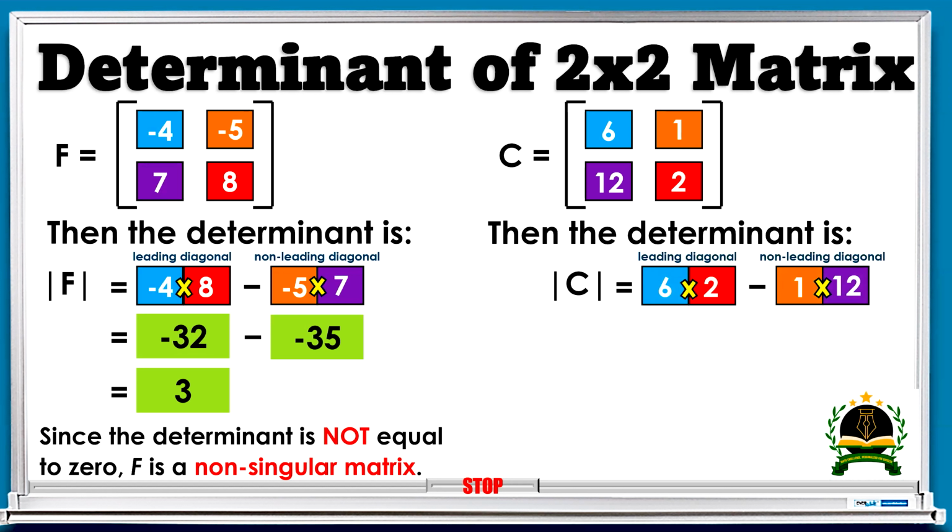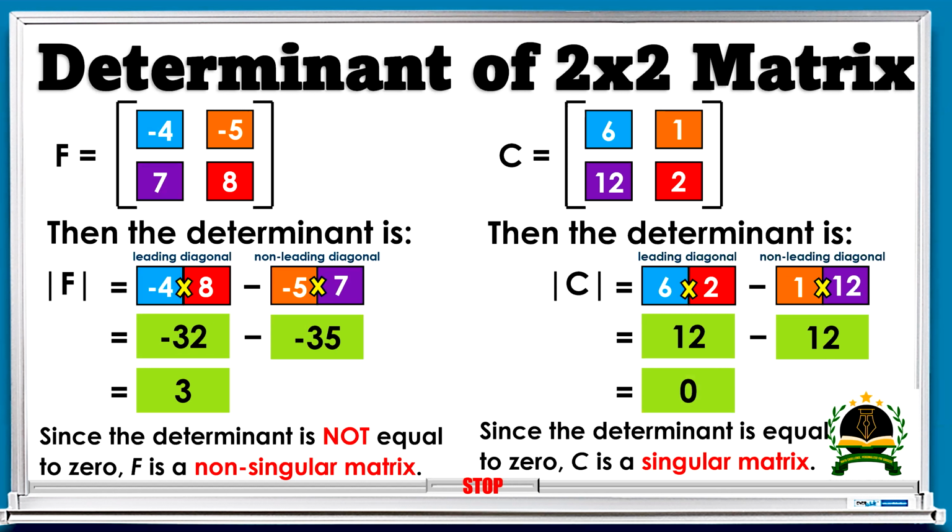So remember, to find the determinant, we are going to take the difference between the leading and the non-leading diagonal. So in this case, our leading diagonal is 6, 2, and 6 times 2 is 12. The non-leading diagonal is 1 times 12, which gives 12. So that gives a difference of 0. In this case, since the determinant is equal to 0, we can say that matrix C is a singular matrix.